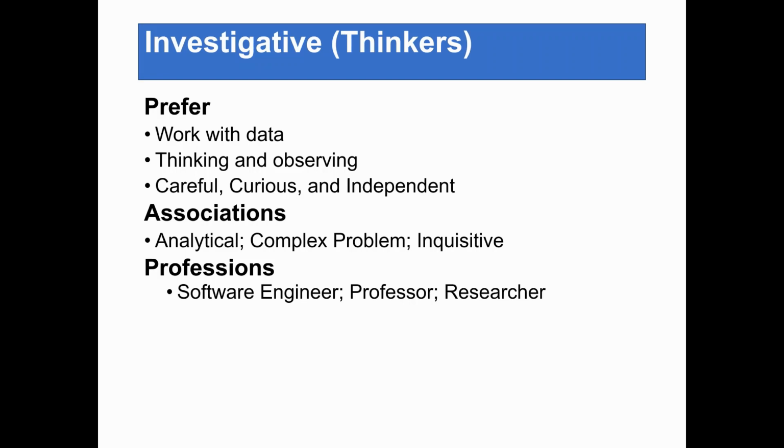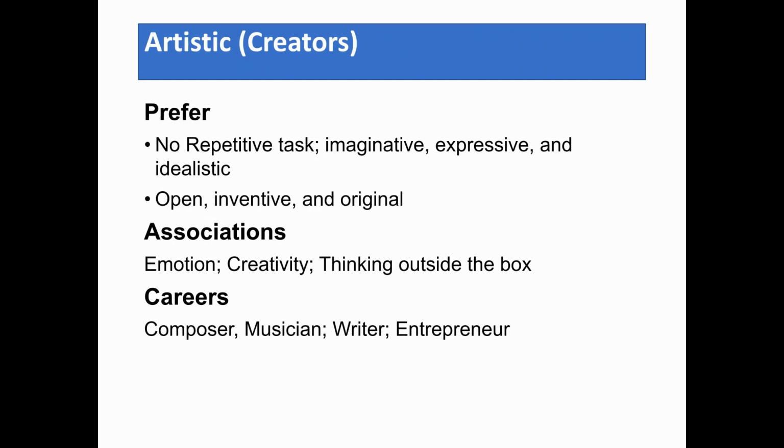What kind of professions are we talking about when we think about thinkers? Maybe someone like a software engineer, a professor, or a researcher who works with data, who likes to think in terms of research, who wants to solve complex problems, or who is analytical as well. The third category is the artistic, or the creators.